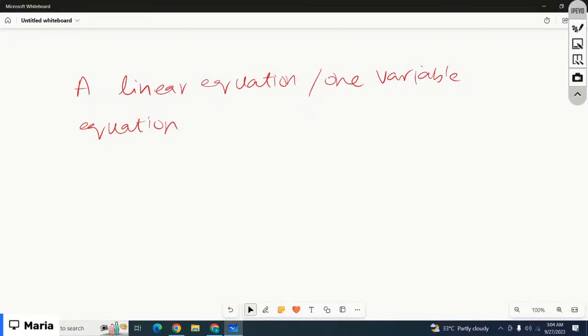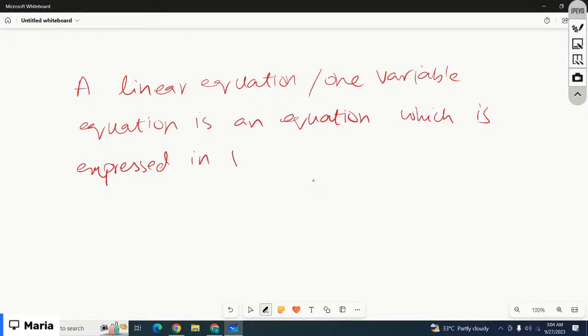A linear equation or one variable equation is an equation which is expressed in the form of ax plus b equals 0. a and b are two integers and x is a variable that has only one solution. So that means the linear equation has only one solution.